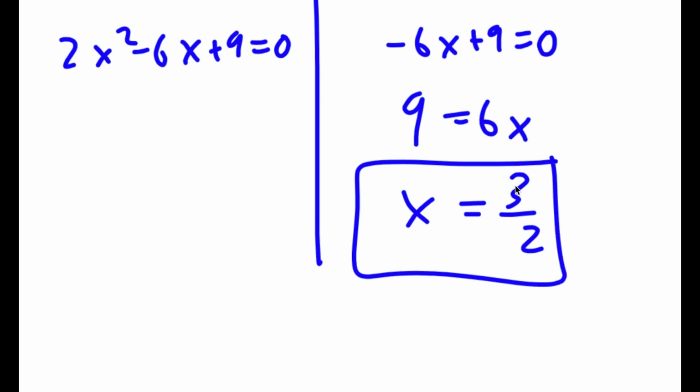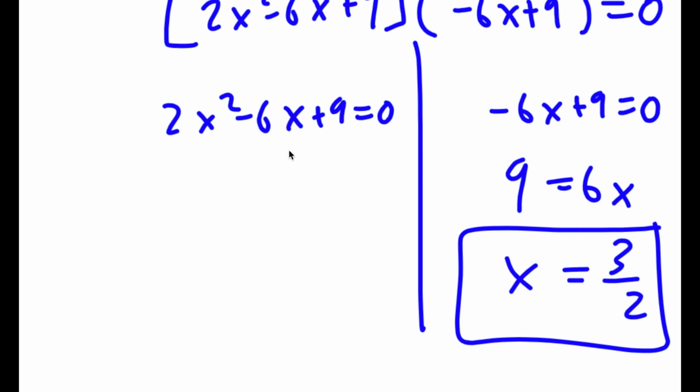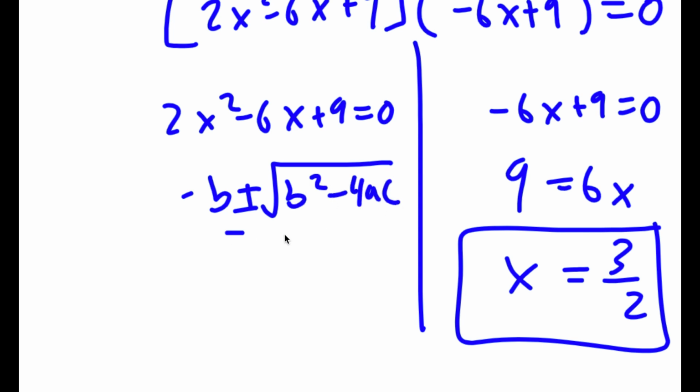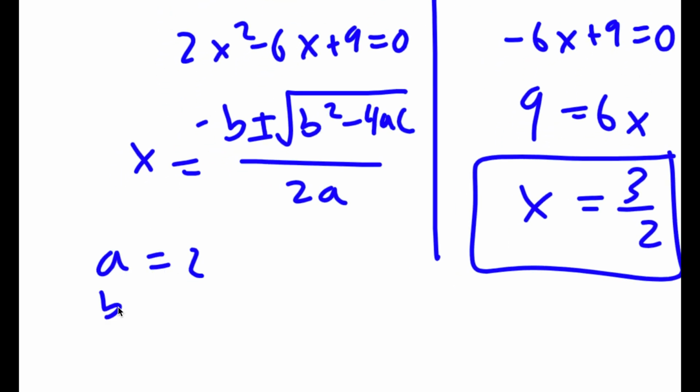Now for 2x squared minus 6x plus 9, I have to use the quadratic formula, which is negative b plus or minus the square root of b squared minus 4ac all over 2a. So in this case, a is 2, b is negative 6, and c is 9.